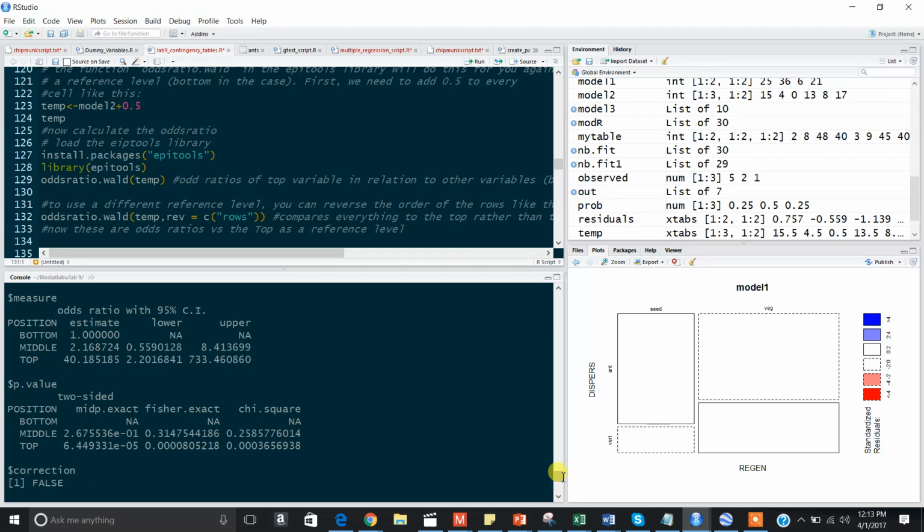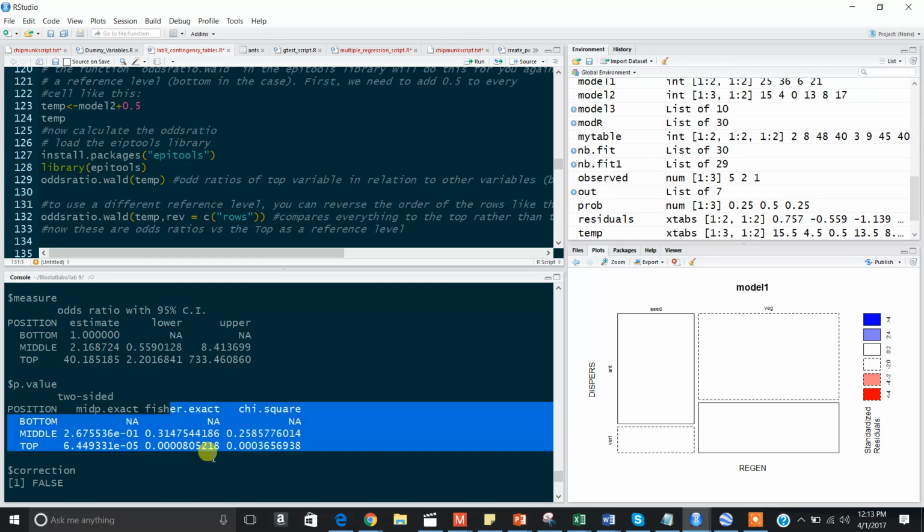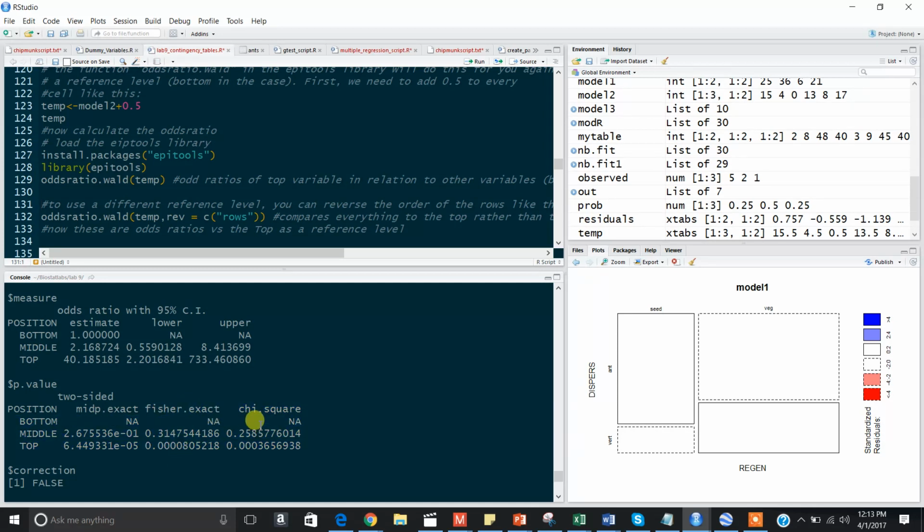Okay, so again, this is giving you the odds of all the variables against a reference level, and in this case the reference level is the bottom position. So you get your p-values under a Fisher's exact test and under the chi-square test. So the reason why you have NA for bottom is because bottom, again, is your reference level.